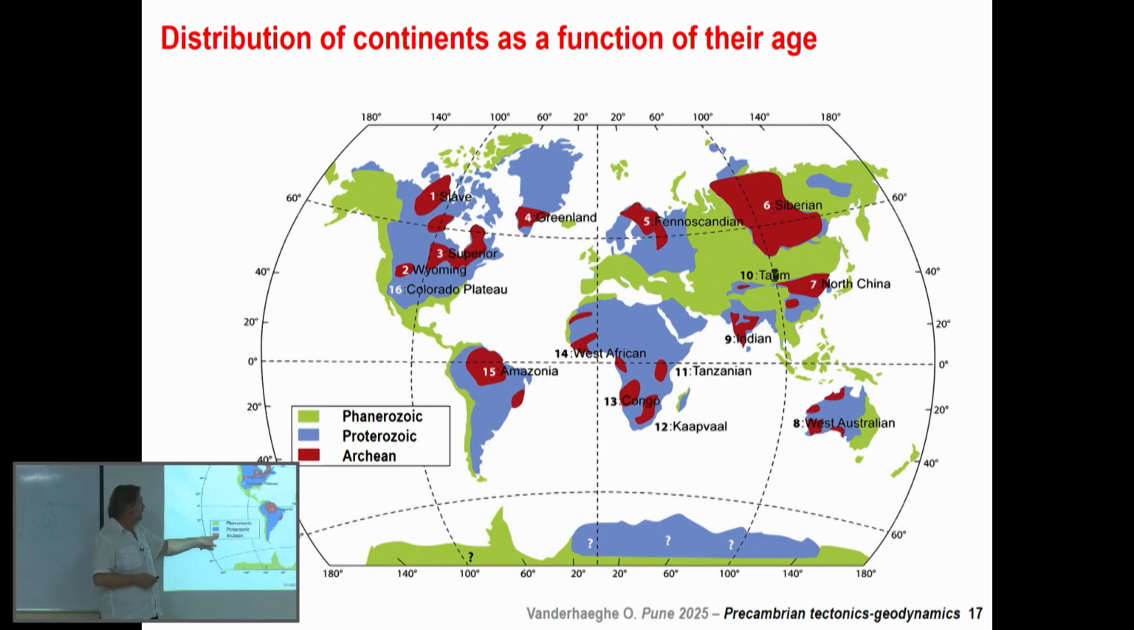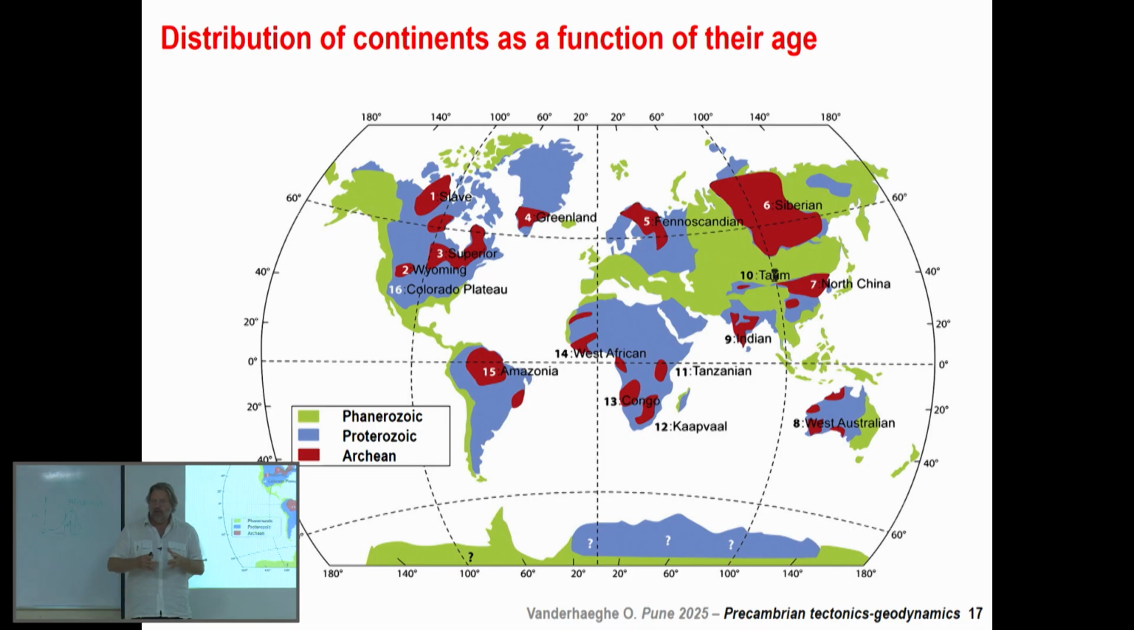Archean in burgundy, Proterozoic in blue, and Phanerozoic in red, in green. Sorry. Do you see the contact between Archean is less continuous, huh? And is it in contact with Phanerozoic or with Proterozoic? Almost only Proterozoic. So you have a concentric distribution. It's very different from the oceans, where it's symmetric relative to the ridge.